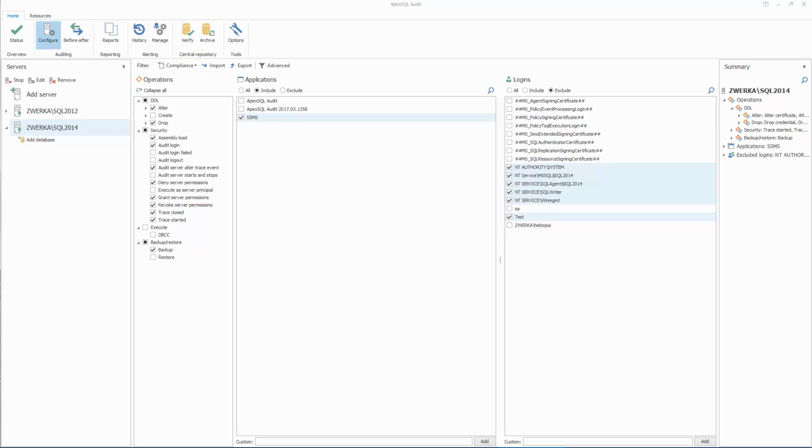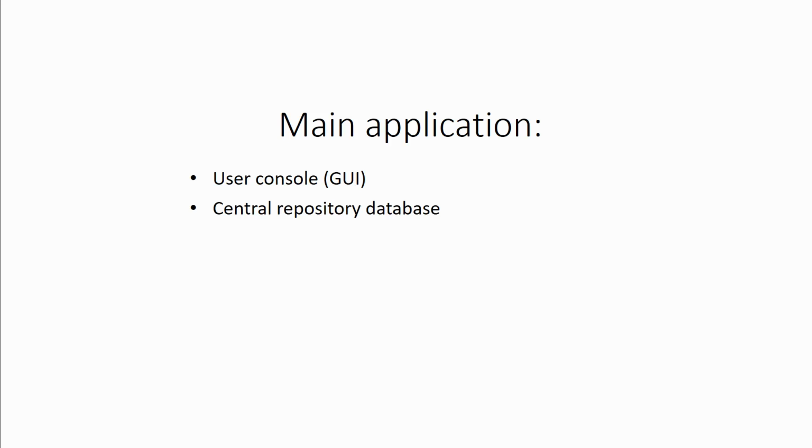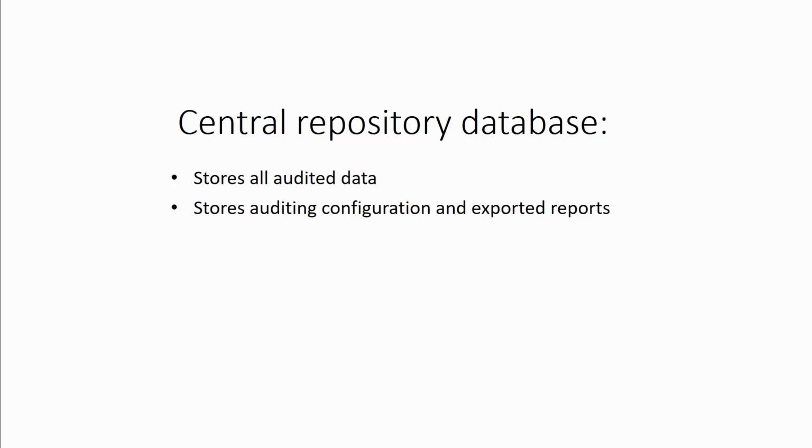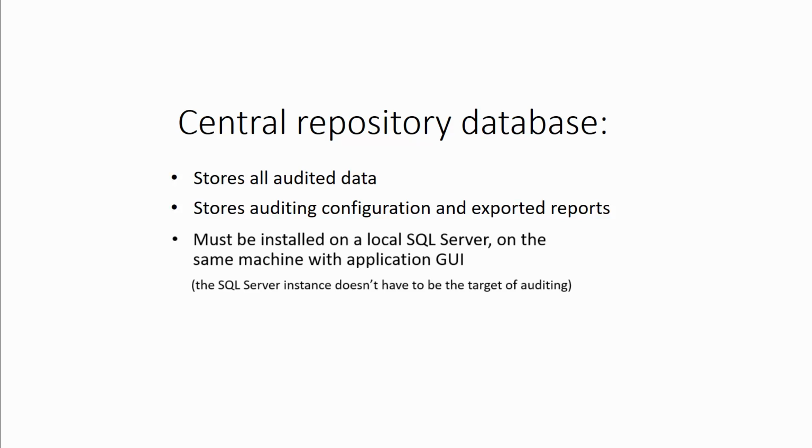The second component of the main application is the Central Repository Database, a SQL Server database that stores all the data collected by the data gathering service, as well as the auditing configurations and exported reports files. The Central Repository Database can be installed only on a SQL Server hosted by the same computer that hosts the ApexSQL Audit Central Service and Application GUI.